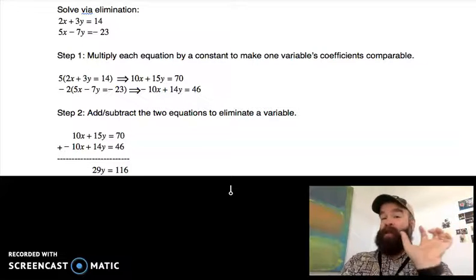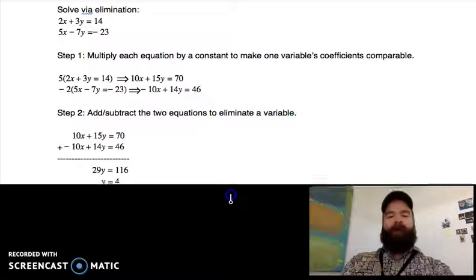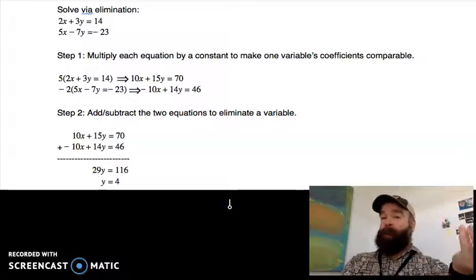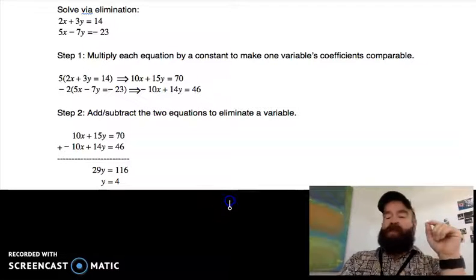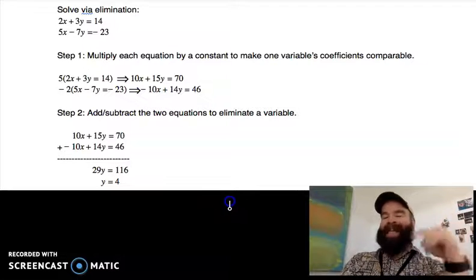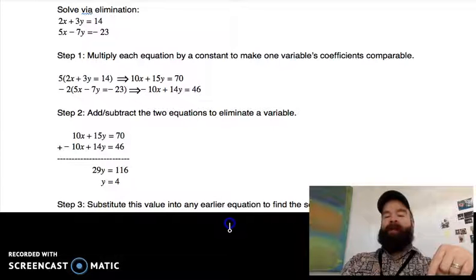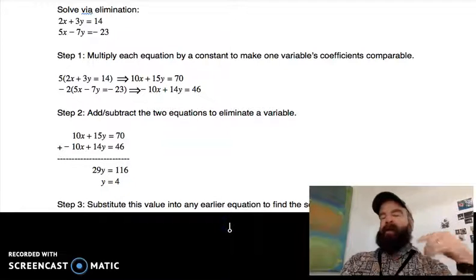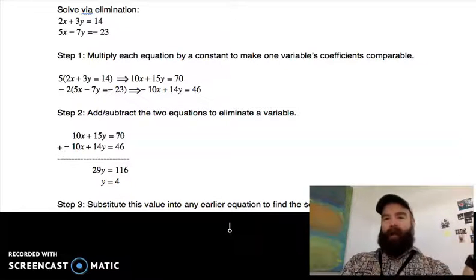So now I have an equation that just has y in it. I can easily solve that for y. Y ends up being 4. Now, just as in substitution, we're going to take that number and plug it into any of the previous equations to find the other value in the solution.